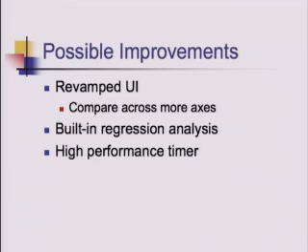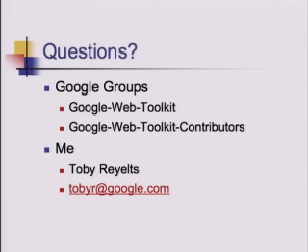We're considering revamping the UI for benchmarking, doing better comparisons so you can take arbitrary data sets and lay them out on the same graphs and things like that. Automatic regression analysis, so that you could get emailed, say, if something got slower, which would be really great, kind of cruise control-y, right? And using a high performance timer, optionally, like if you're in the hosted browser. And that brings me to the end.